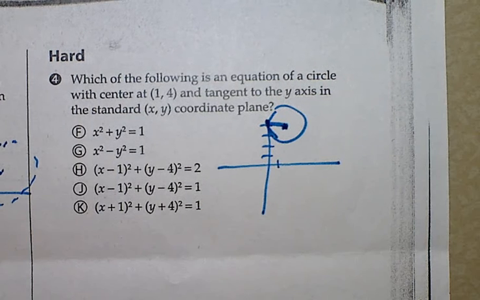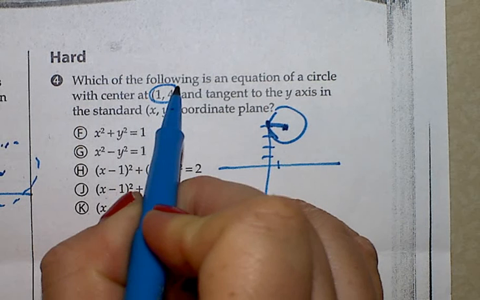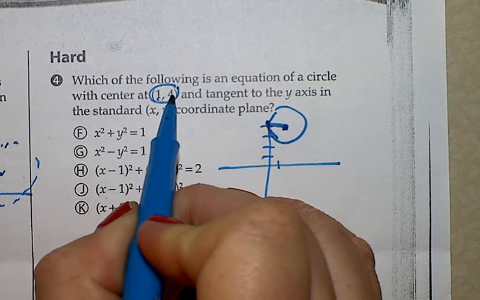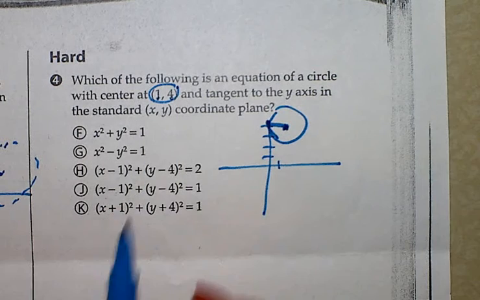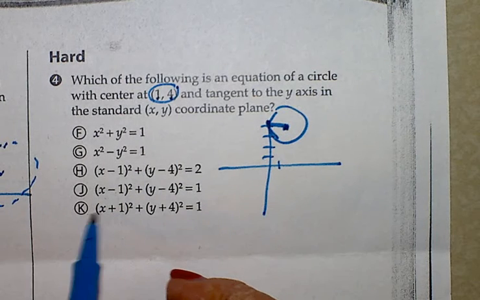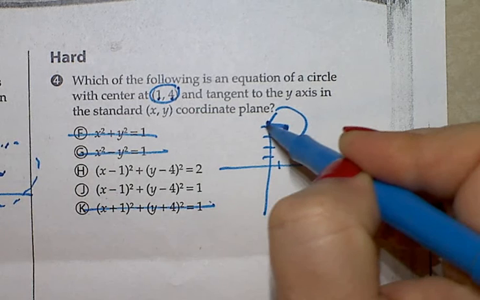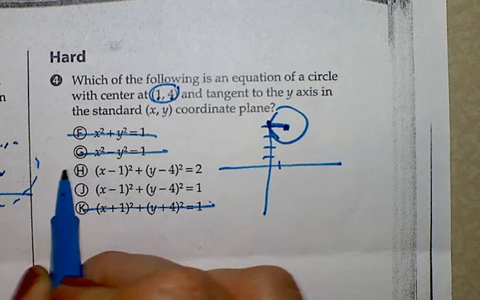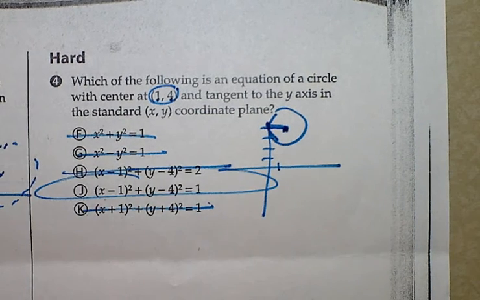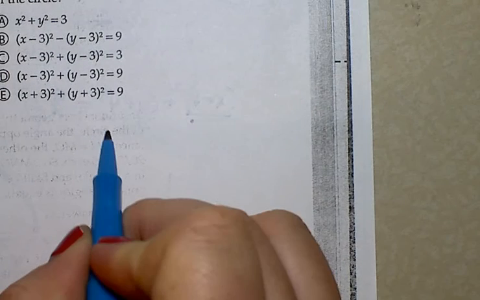So 1 and 4 are the middle, so it's going to be x subtract 1 and y subtract 4. So it could be options right now, option H or J. And then the radius is 1. 1 squared is? J is your answer. Similar problem for number 5. Similar problem. Have one person read it, please.